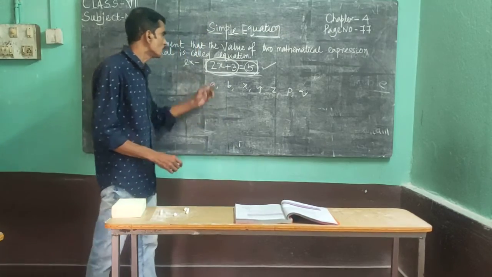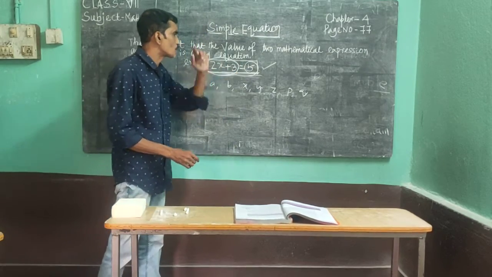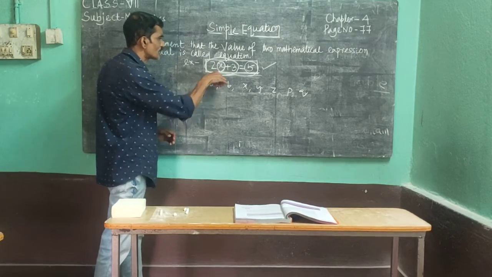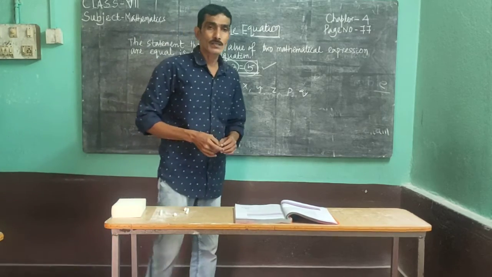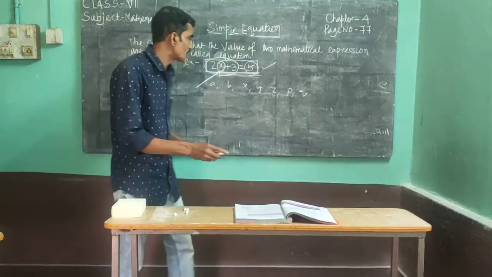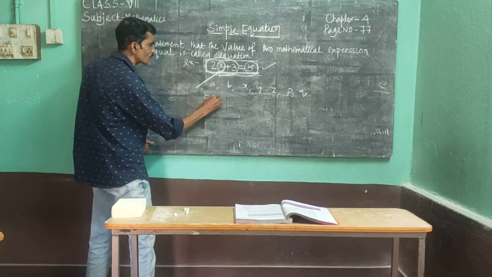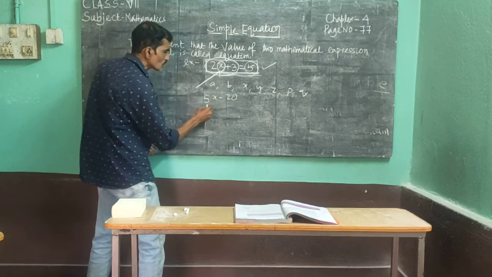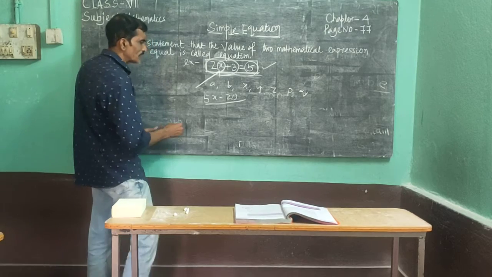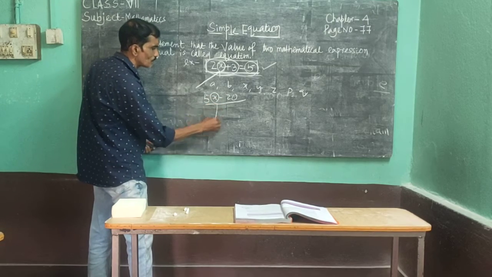For example, 2x plus 3 is equal to 5. Here the variable is x. The value of that equation depends upon that variable. Take another example, 5x minus 20. The value of 5x minus 20 depends upon this variable x.